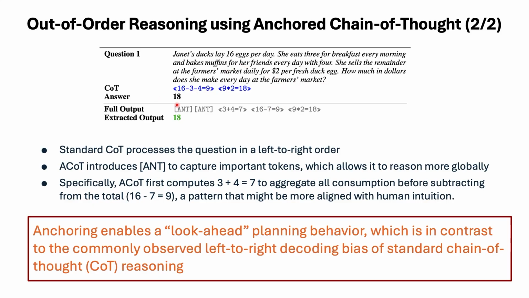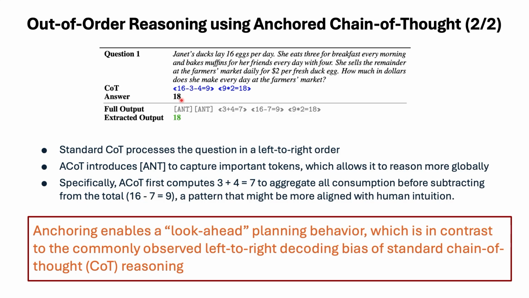The standard chain of thought starts with 16 minus 3. Remember, it's going left to right reasoning. Minus 4 equals 9. And then 9 times 2 is 18 and gets to 18. Anchoring essentially is allowing look-ahead reasoning.